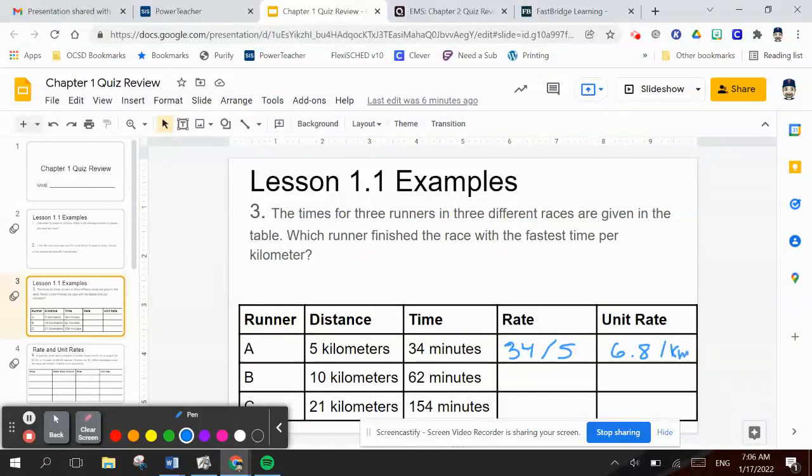If I look at letter B, it's 10 kilometers in 62 minutes. So I take 62 and I divide that by 10, and that is 6.2 minutes per kilometer. And the last one is 154 divided by 21, that gives me 7.3 minutes per kilometer. So who had the fastest time? That would be B, because 6.2 is less than each of those.